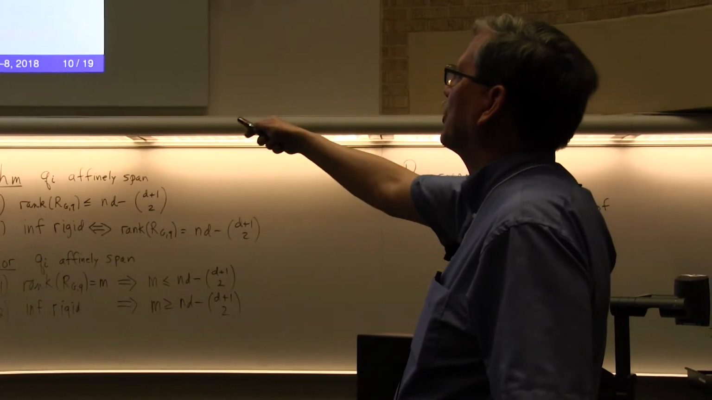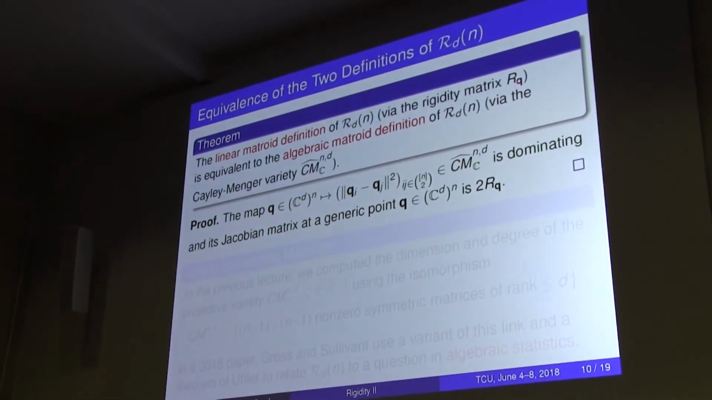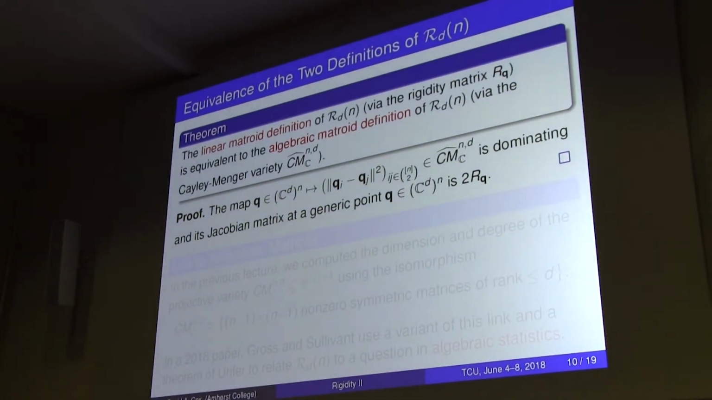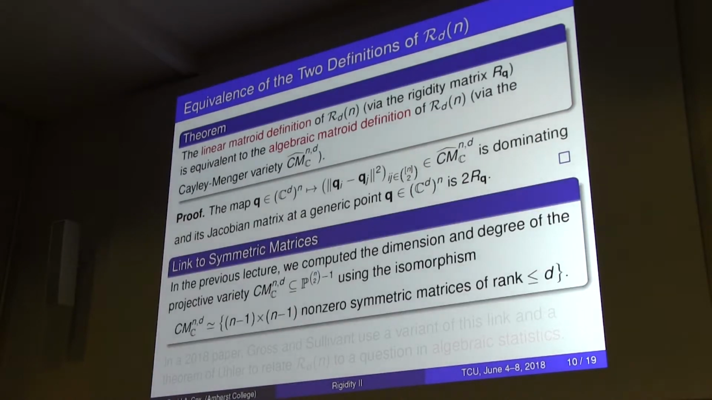And so let me say a word about the equivalence of the two definitions. This linear matroid definition, by the rigidity matrix RQ, is equivalent to the algebraic matroid definition via the Cayley-Menger variety. And the idea is that this map right here sends a point into here. Well, I'm in affine space. It might not be surjective. It's certainly dominating. And the point is that the Jacobian matrix at a generic point is basically twice the rigidity matrix. And once you understand that, it's actually pretty harmless to see what's going on. For example, there's a paper by Gross and Sullivan, and they basically say this and then say it's obvious.